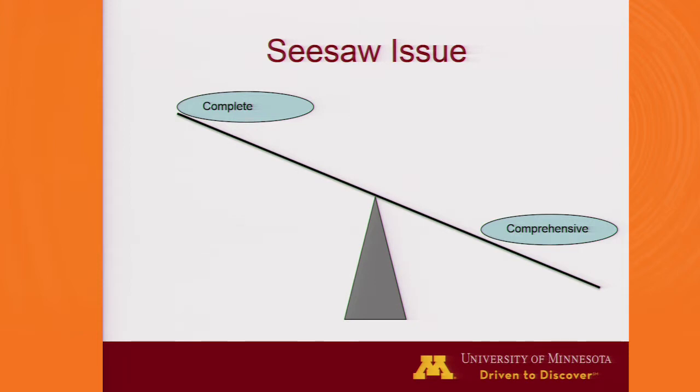Likewise, the more complete a database is in terms of having more nutrients and more data for each food, the less comprehensive it is, or the fewer foods it often has. So this is the seesaw issue.